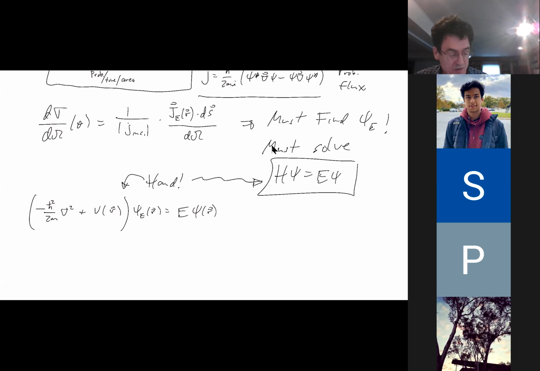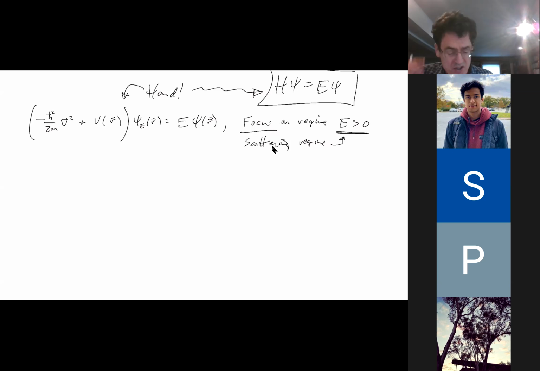Well, you've done it before, but now we're going to try to do it in a more general way, because now we're going to focus on the Schrodinger equation in the regime where the energy is greater than 0, and that's the scattering regime. And that's the new regime that we want to understand, because that's the regime where things are moving in space. They're moving from one place to another. Okay, so how do we solve this?